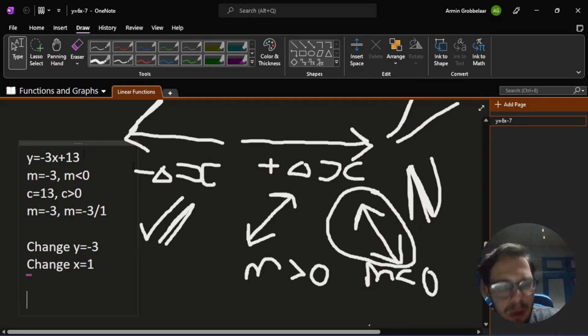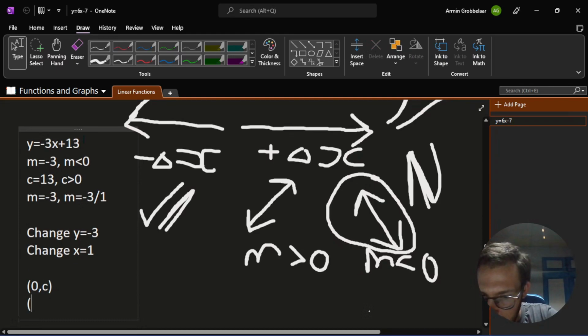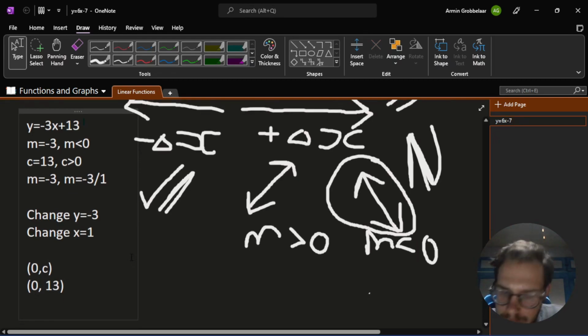So to get our first point, the easiest one is just 0, c. So we'll just write that. So you can see here above c is equal to 13. So our first point is 0, 13. So now to get our second point, our change in x is equal to 1. So 0 plus 1 is 1. Then our change in y is equal to minus 3. So 13 minus 3 is 10.